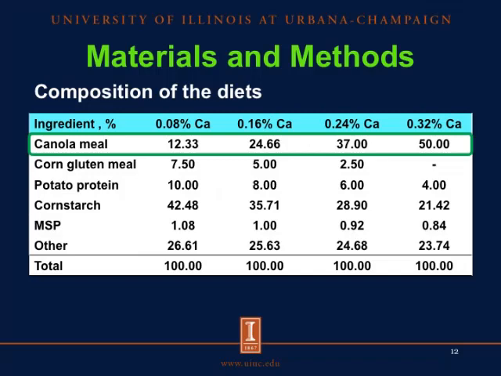So here we have a table with the composition of the diets. To increase the level of calcium in the diet, we increase the inclusion level of canola meal and reduce the amount of corn gluten meal, potato protein, and cornstarch and monosodium phosphate to maintain the protein and phosphorus level constant. We use monosodium phosphate as source of phosphorus instead of mono or dicalcium phosphate to avoid more inclusion of calcium. The other 4 diets were similar to these 4, but 0.03% of phytate was included at the expense of cornstarch.